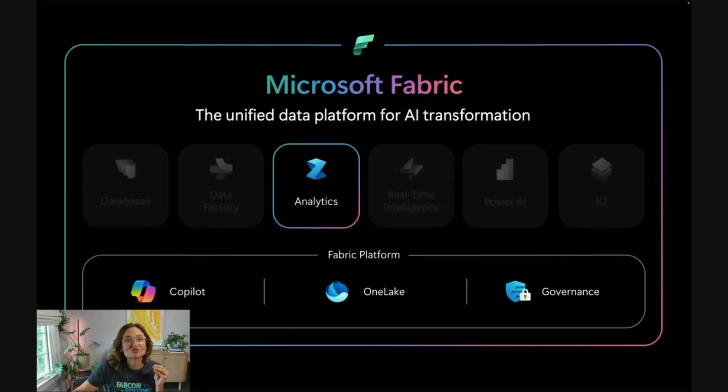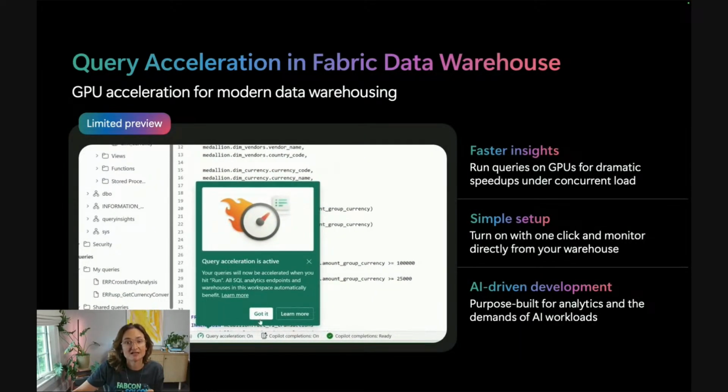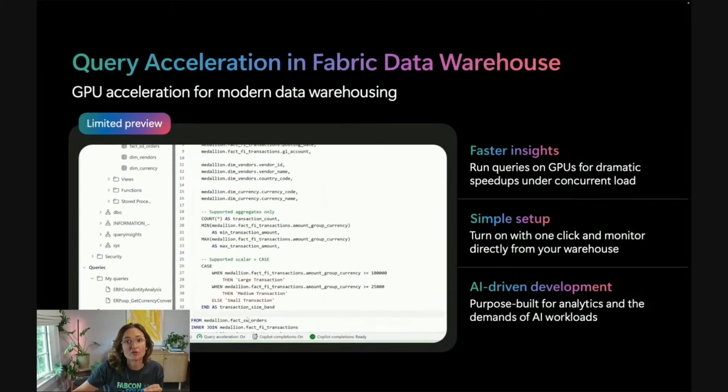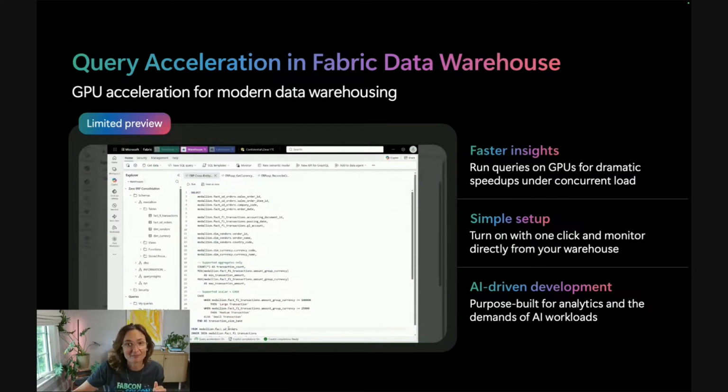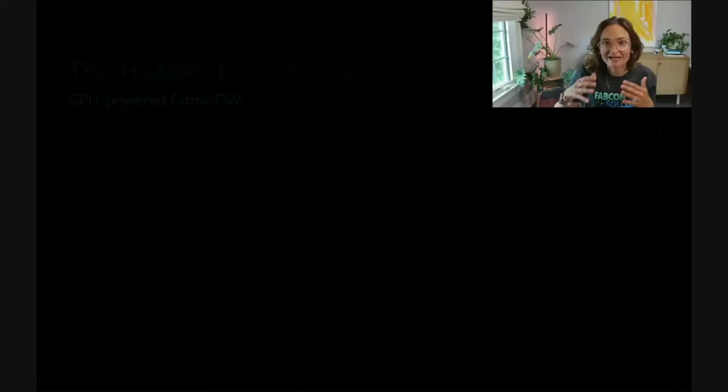One that I'm super excited about is GPU-powered query acceleration. This is a major performance improvement, not a minor optimization. Tons of customers are using Fabric Data Warehouse. One great example is UNC Health. They saw up to 5x performance improvements. And so how does this work? How does GPU query acceleration work? Basically, you flip a switch and you see improvements.